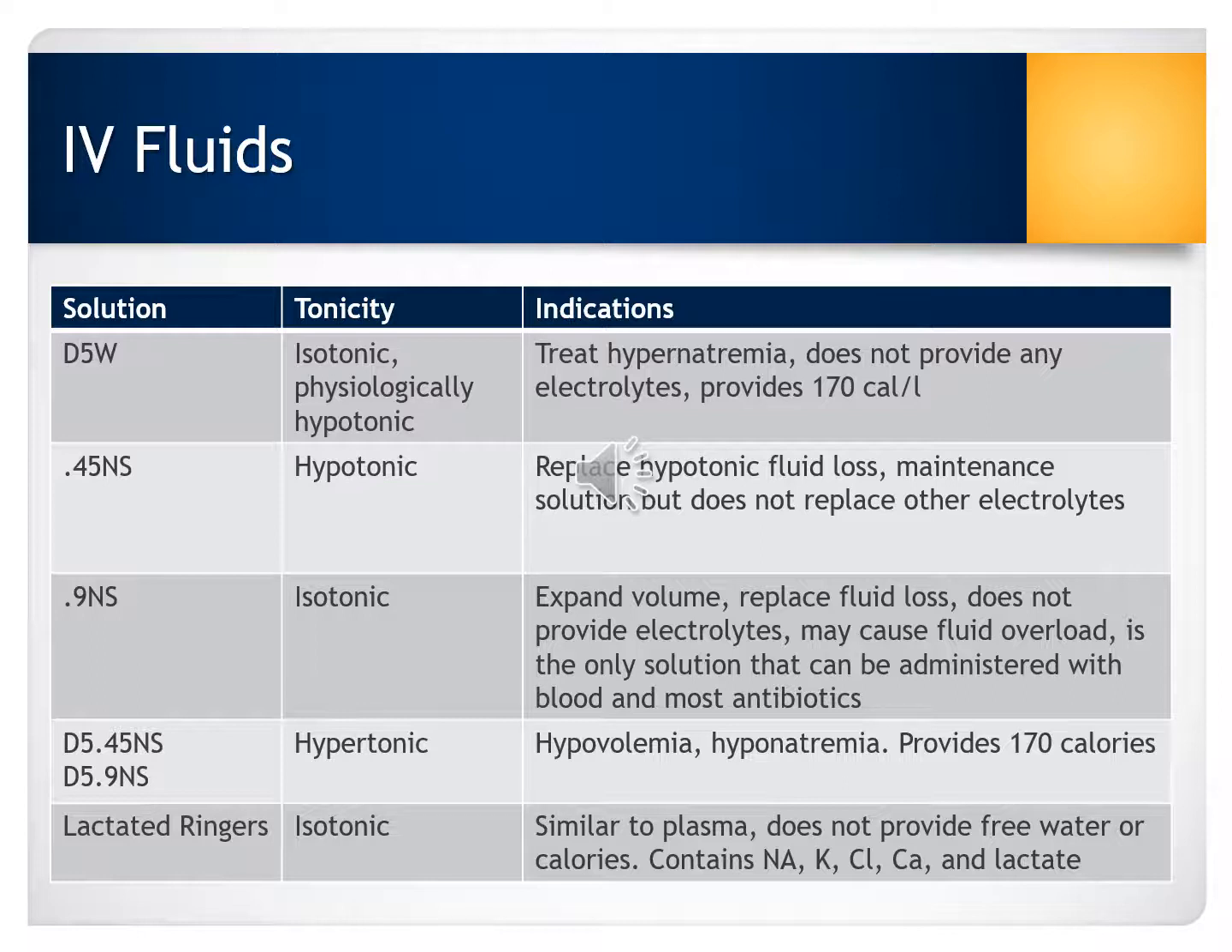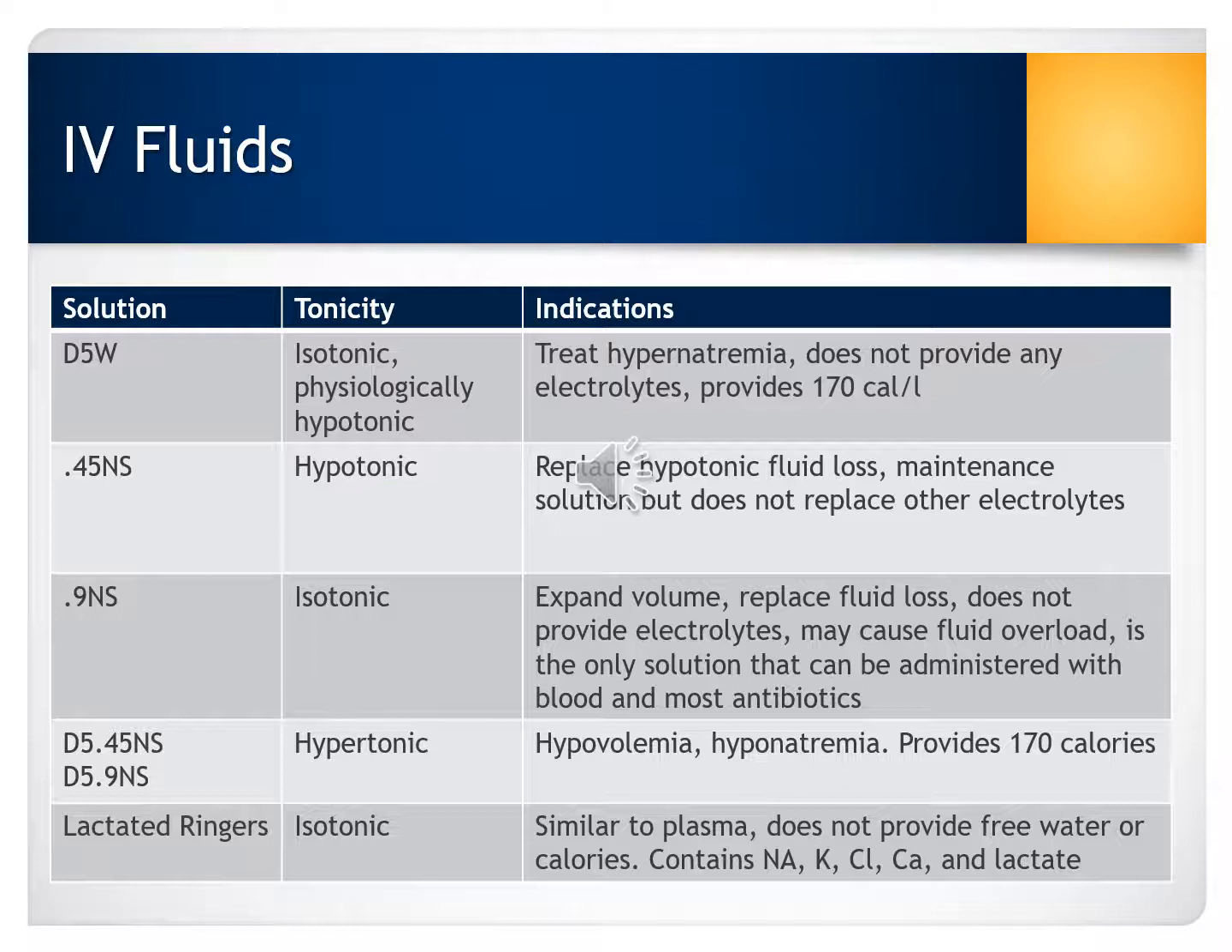When using 0.9 normal saline, you have to watch your patients for fluid overload, which might be signs of decreased urine output, crackles in the lungs, edema in the lower extremities. And this is the solution that is administered with blood. It's the only solution that can be administered with blood, and most of the time it's the solution that's administered with antibiotics because it is typically compatible with everything.